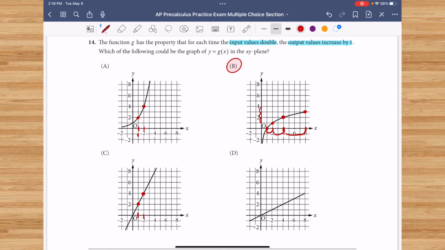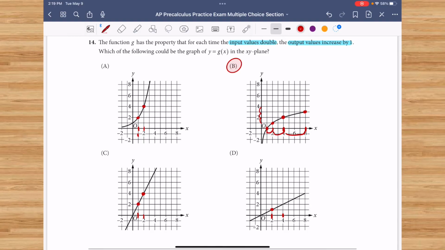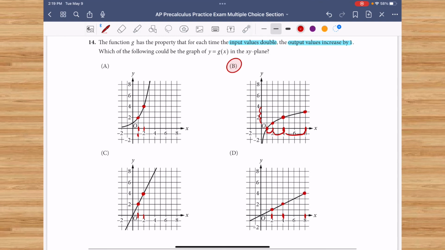And then here, if I go from 2 to 4, doubling 2 to 4, my output value is only going up from 1 to 2, so that follows. So from 4 to 8, my output goes from 2 to 4. So that's not increasing only 1 unit, that is increasing 1 unit and then 2 units. So it's not going to be D either. B is the only one where, as I double the input, the output increases by 1. So B.